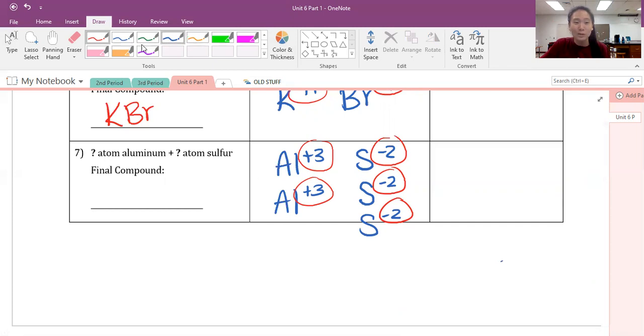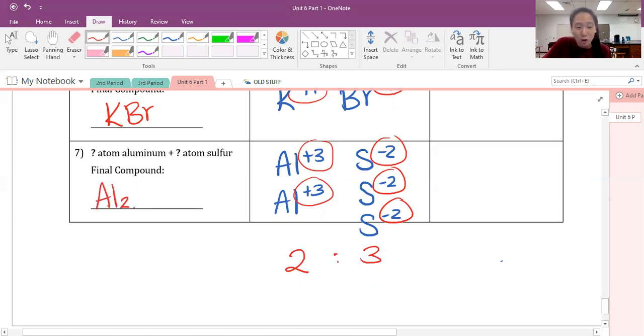You made it. So what's the ratio between these elements? For every 2 of these, I need 3 of those. So how would you properly write it? I need 2 aluminums for every 3 sulfurs. Perfect. Good job, y'all.